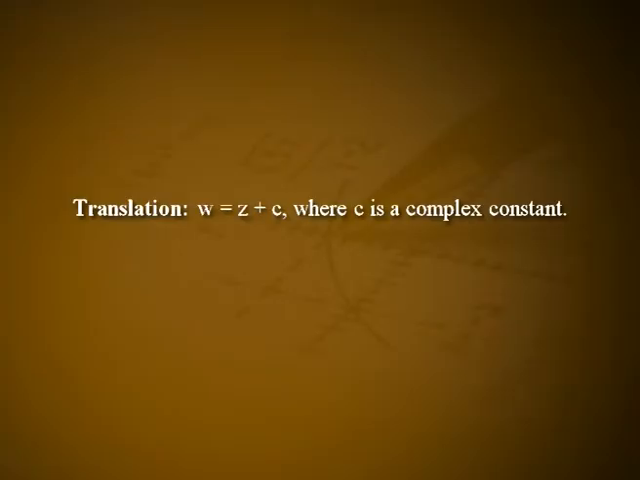Translation: w = z + c, where c is a complex constant. Let z = x + iy, c = a + ib and w = u + iv. Then the transformation becomes u + iv = x + iy + a + ib. That is, u + iv = (x + a) + i(y + b). That means u = x + a and v = y + b. Thus, the transformation is a mere translation of the axis and preserves the shape and size.